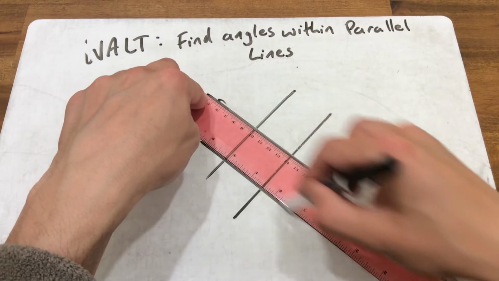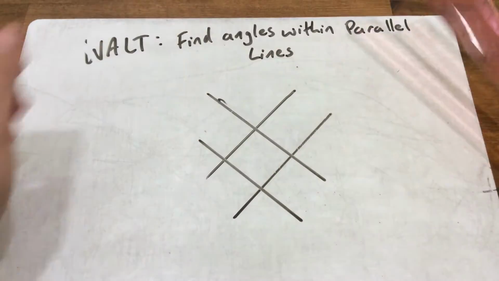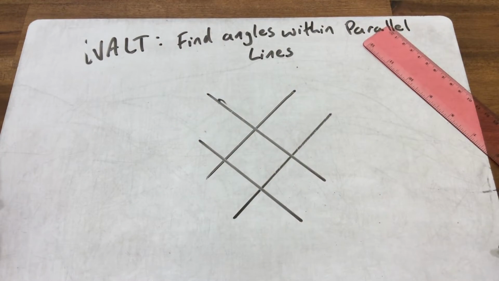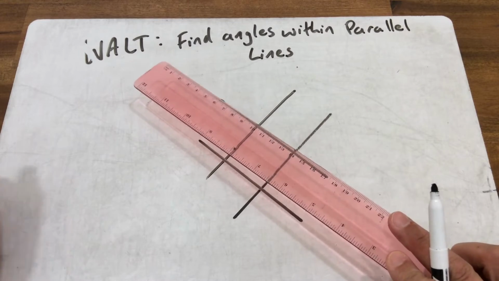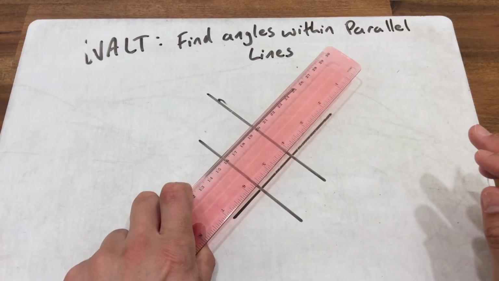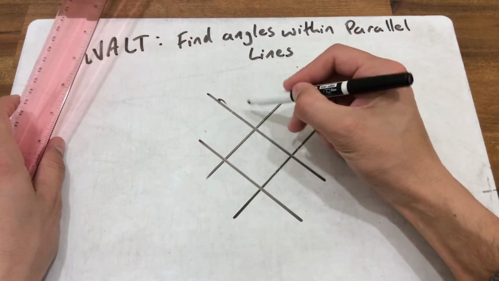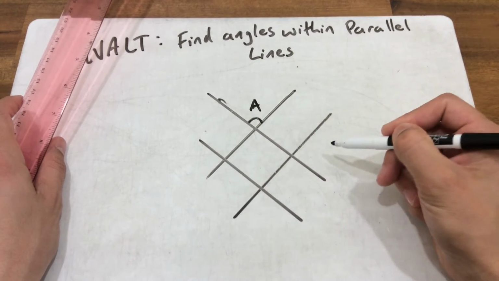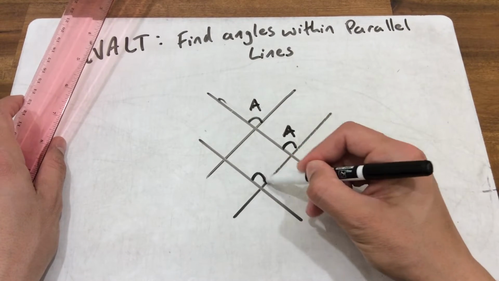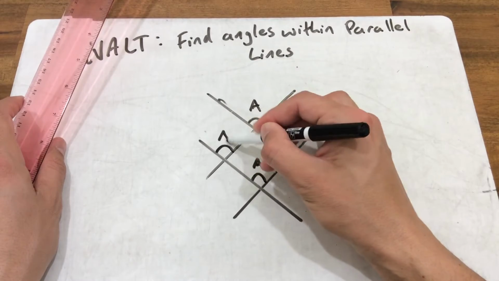So I'm going to intersect this one by two parallel lines. So now I've got four sets of angles here, and guess what? They're all the same. So I've intersected it with two parallel lines that way and two parallel lines that way. So this here, A, is going to be exactly the same over here, exactly the same over here, and exactly the same over here.